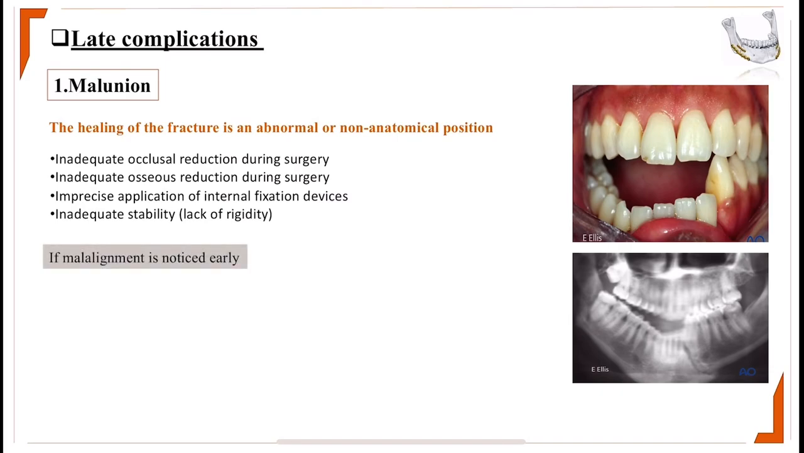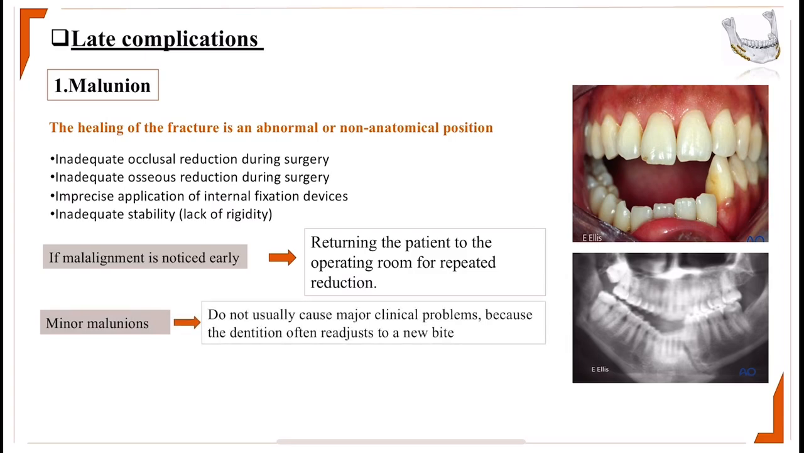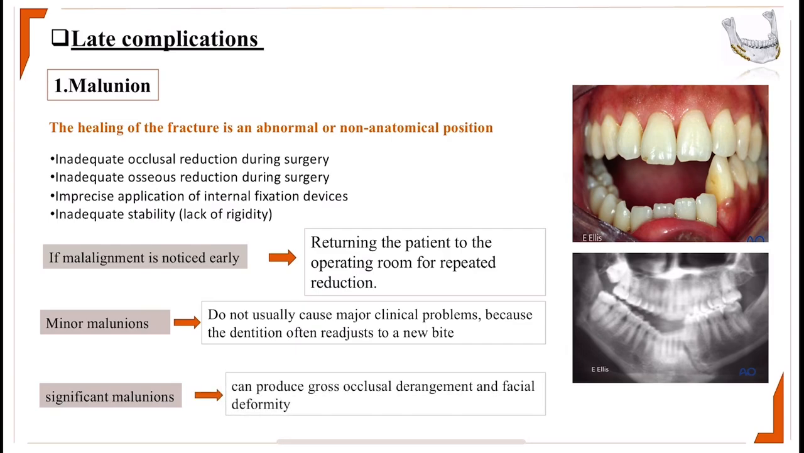If the malalignment is noticed early, we can return the patient to the operating room for repeating the reduction. Minor malunion does not usually cause major clinical problems because the dentition often readjusts to a new bite, while a significant malunion can cause a gross occlusal derangement and facial deformity, which can be resolved by operative reconstruction, usually in the form of refracture or planned osteotomy with rigid fixation. Bone graft may be required in some cases.